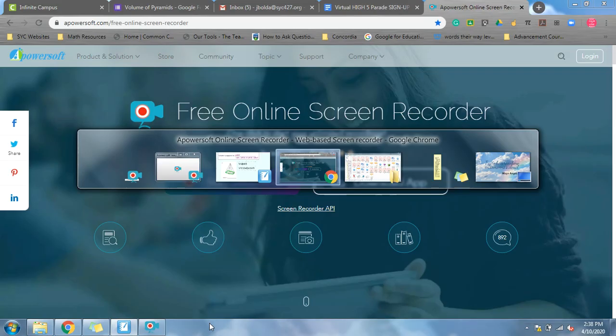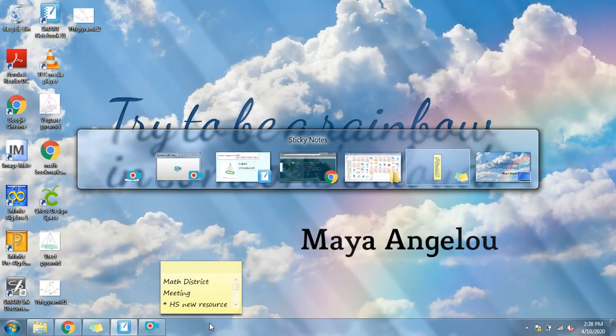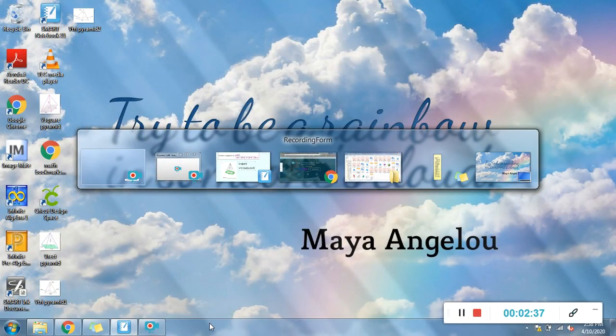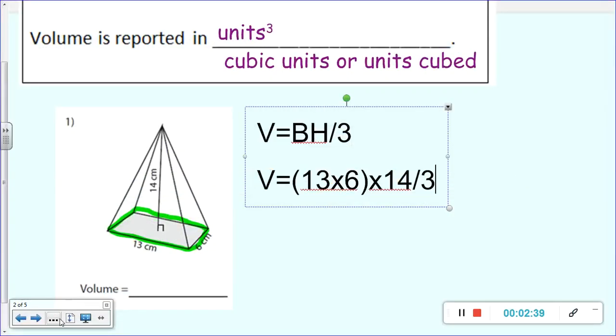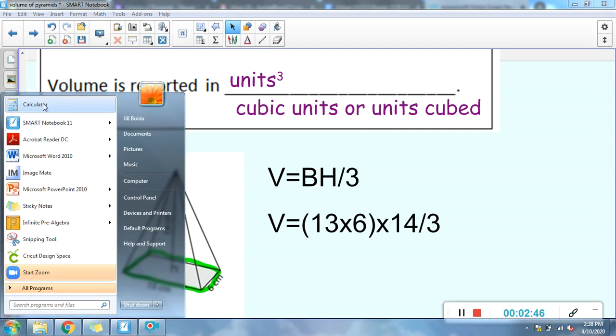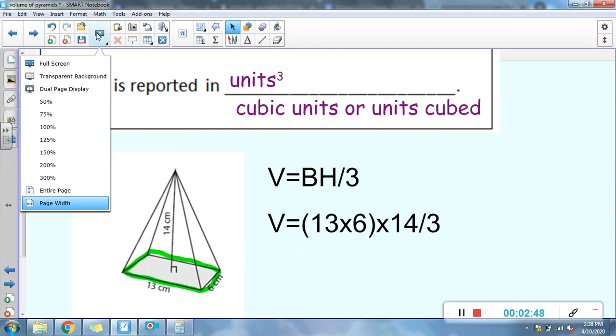Okay, so let me get my calculator up here. No, I had my calculator. All right, let me find my calculator really quick here. I thought I had it up. Sorry about that, folks.